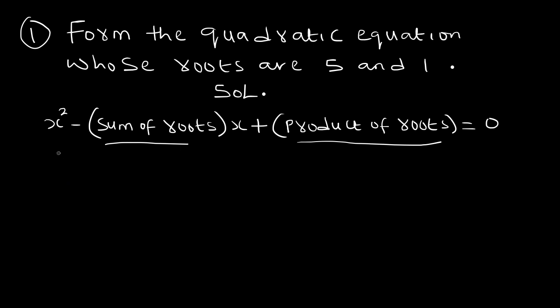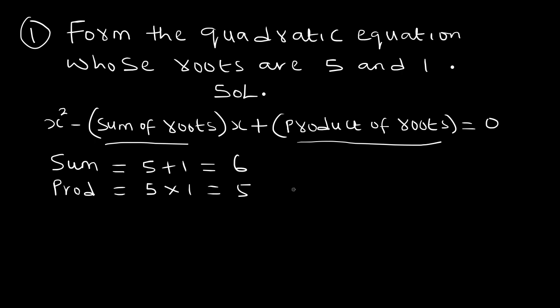So the first thing we'll do is to get our sum. That is sum of roots. Now, sum of roots means that we are adding the roots. So this becomes 5 plus 1, and that will give us 6. Now, product of roots means that we are multiplying the roots. So we have 5 multiplied by 1, and that will give us 5. So now we have our sum and we have our product.